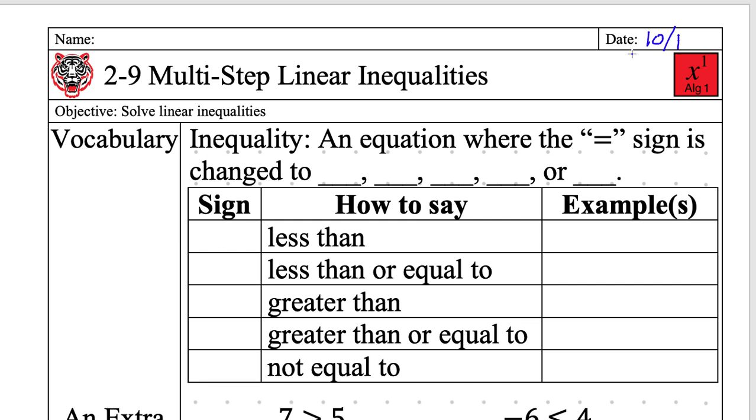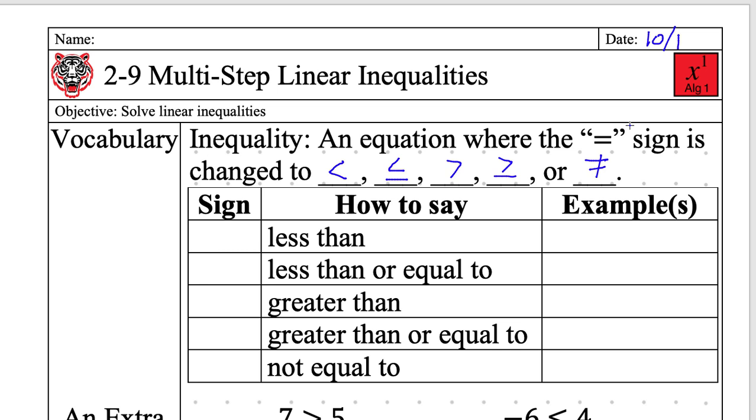So let's start with some vocab. What is an inequality? It's basically an equation. You guys have been dealing with that: 2x equals 8, and you have to do something to it, right? It's an equation, but the equal sign has now been changed. It's been swapped out into something like these symbols down here. I'm just going to read them off: less than or equal to, greater than or equal to, or not equal to. These 5 symbols are inequalities.